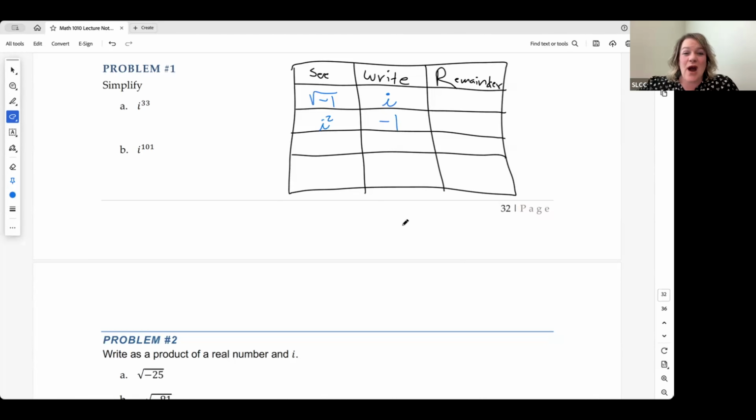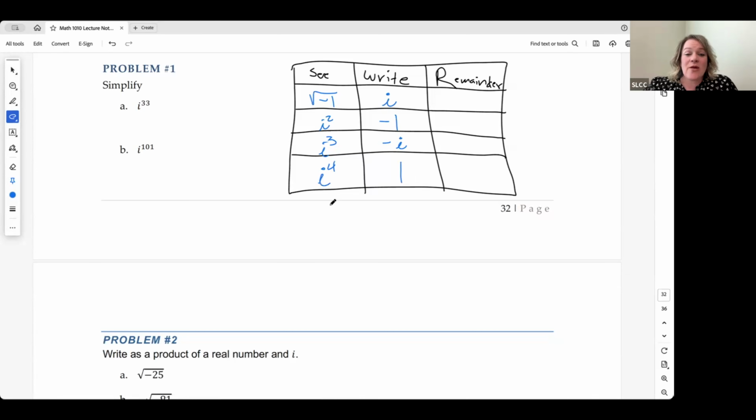What if I keep going with powers of i? So what about i cubed? What if I see i cubed? So I'm going to multiply i times i squared. So that would give me a negative i. So we're not ever going to write i cubed. In the process, we can write it, but then when we fully simplify, we're going to write -i. And then what about i to the fourth? Okay, so i to the fourth is i squared times i squared, which would be -1 times -1, +1.